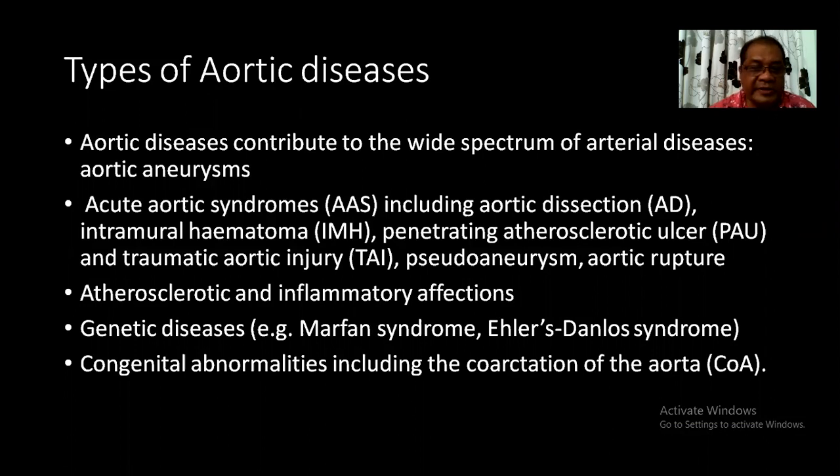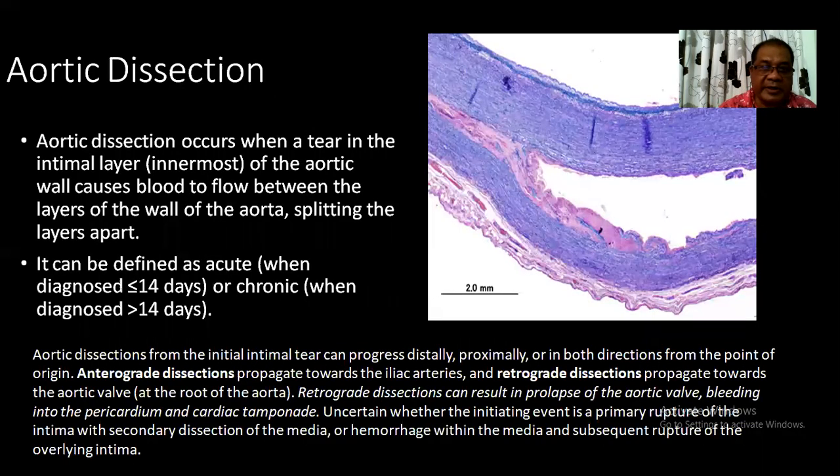In the chronic diseases, the underlying causes are atherosclerotic or sometimes inflammatory affection of the aorta, and the genetic diseases also contribute to the formation of aortic diseases, like Marfan syndrome, Ehlers-Danlos syndrome, etc. Congenital anomalies, including the coarctations of aorta, are also included in these disease patterns.